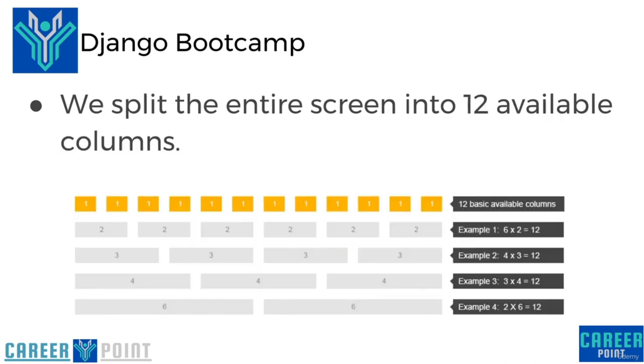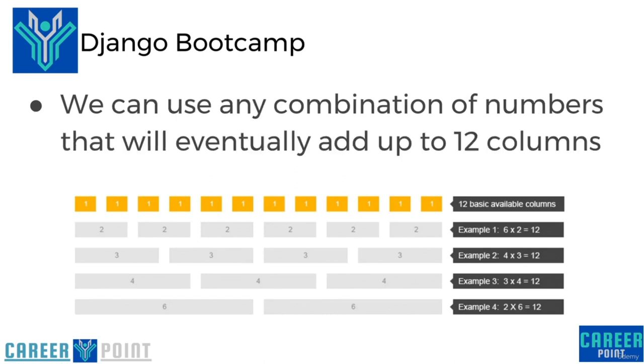Well, the Bootstrap grid system has this fundamental idea. We'll split the entire screen into 12 available columns that you can see here that are highlighted. Then you can use any combination of numbers that will eventually add up to 12 columns. So on that second row, we have 6x2 columns. On example number 2, we see 4x3. Example number 3, 3x4, and then we see 2x6. So we can split up those columns in any way we want, and we can also split them up unevenly. So we could say 8 on one side and 4 on the other, or vice versa.